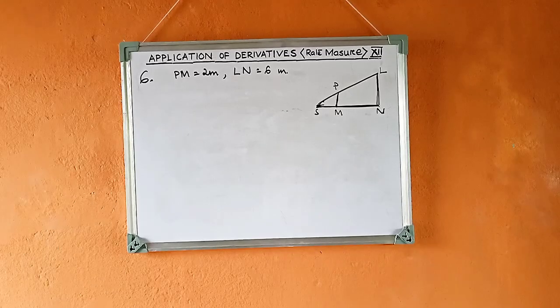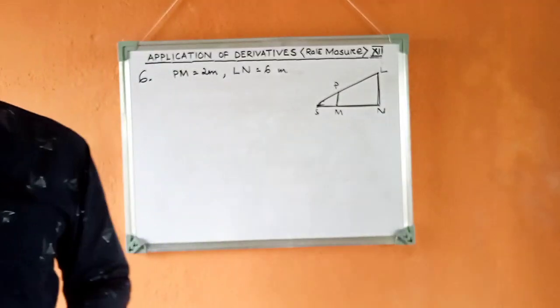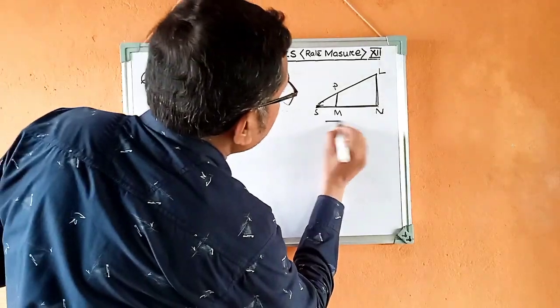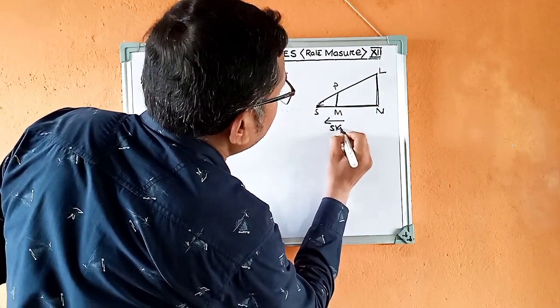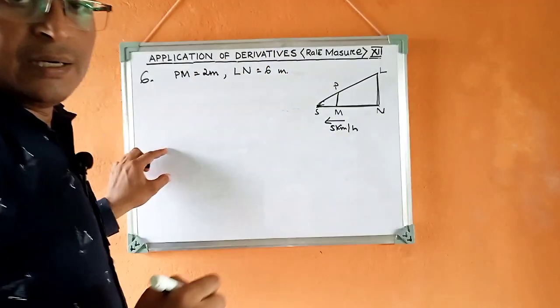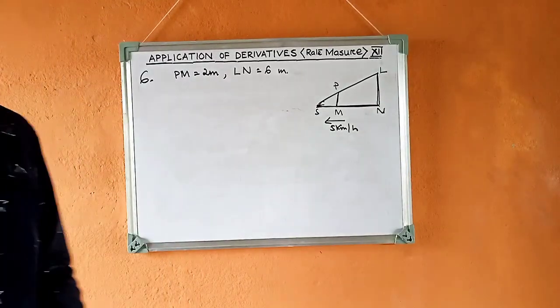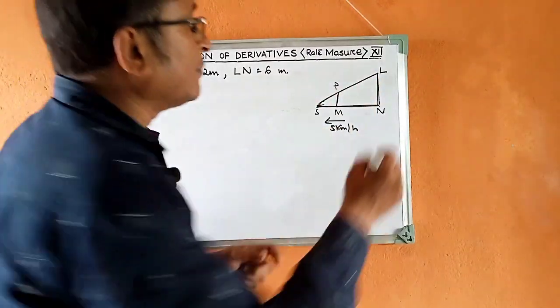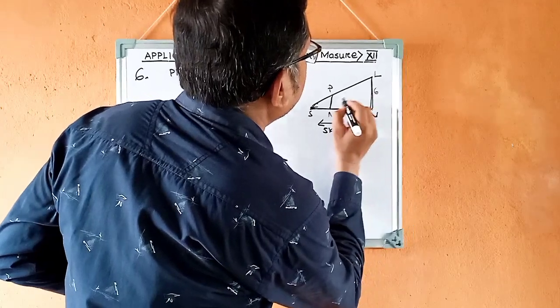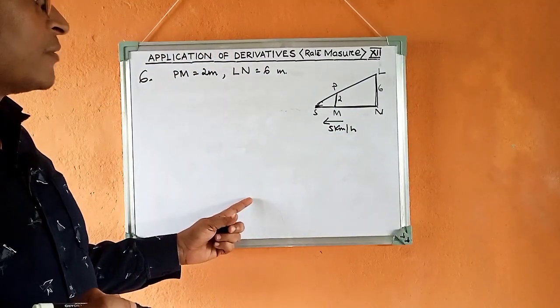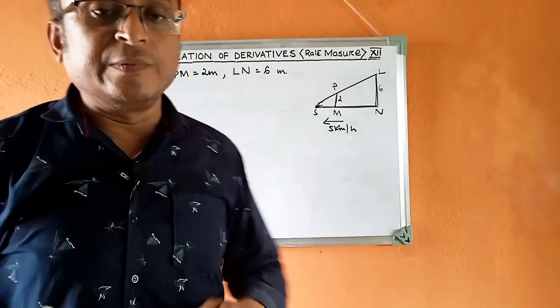Now the question is, a man of height 2 meter walks at a uniform speed of 5 km per hour. Uniform speed is also given, 5 km per hour, away from the lamppost which is 6 meter high. Height of the lamppost is 6 meter, height of the man is 2 meter. The man walks away from the lamppost at the rate of 5 km per hour.